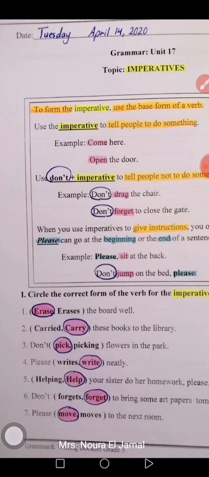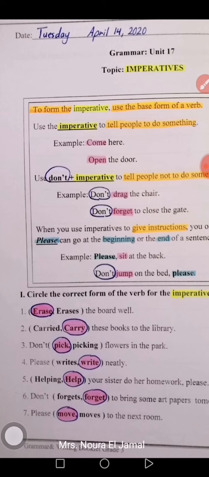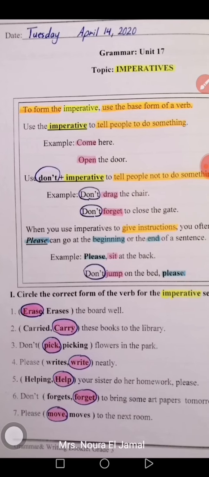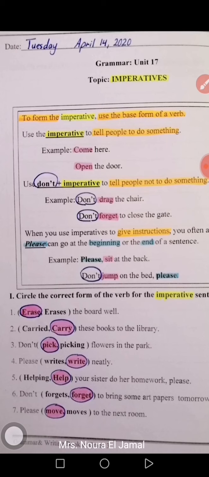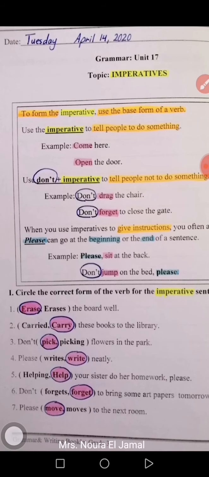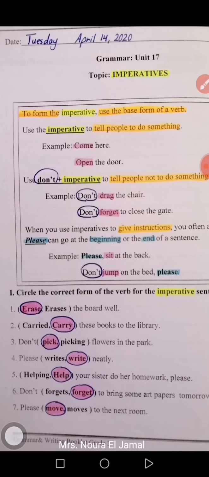Please write. Number 5. Helping your sister do her homework, please, or help your sister. Help your sister. Number 6. Don't forget or doesn't forget. Don't forget to bring some art papers tomorrow. Why, teacher, didn't you say doesn't forget? Because I want the verb here to be in the base form. Why? Because it comes after don't. And also if I start the affirmative sentence, I have to start it with forget, with the base form. Please move or please moves. Please move to the next room.